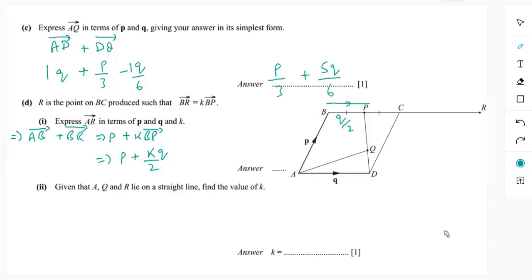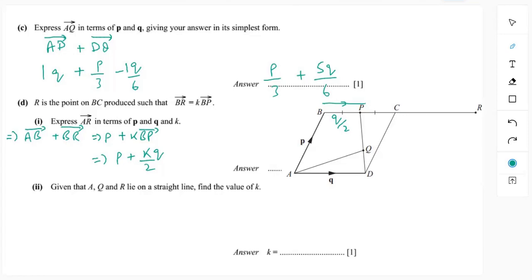Okay, now we have this. Now let's look at the last part of this. Given that A, Q, and R lie on a straight line, find the value of k. Now there could be another wording, that they are collinear, right? You often see that too. Given that these points are collinear, it means they lie on the same line. Or it might say two vectors are parallel, and use that to do something. These are all the same things, right? Now given this information, you have to find the value of k.